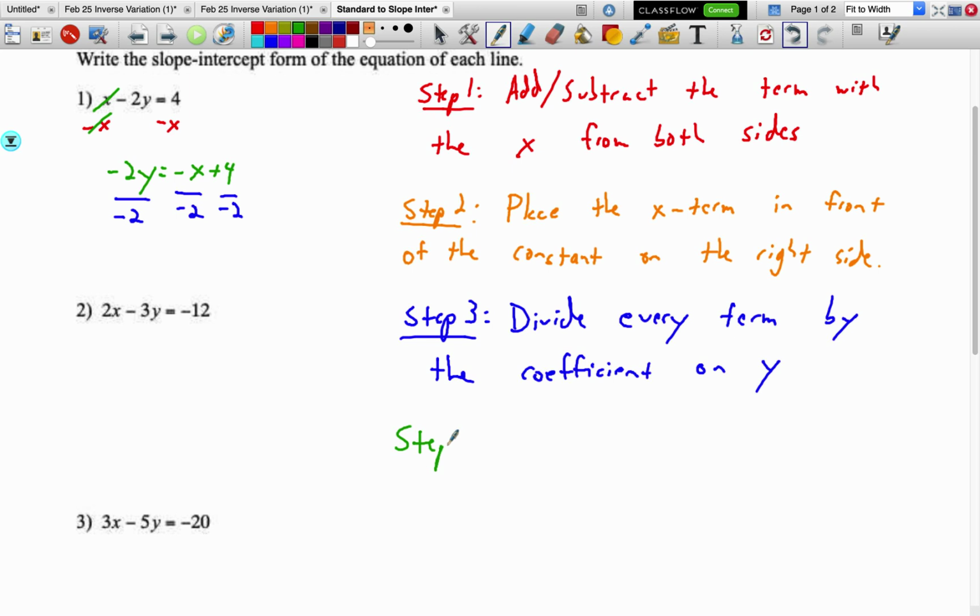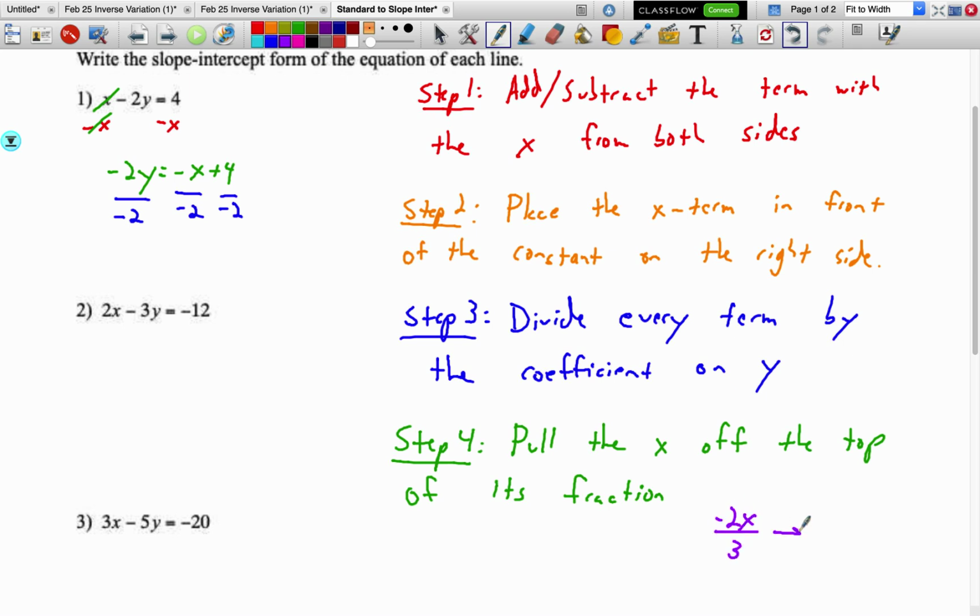All right, step 4, we're going to pull the x off the top of its fraction. So if we have something like negative 2x over 3, well, here I'll draw it like this. We're going to take that x out in front and make this negative 2 over 3x. So it's more like mx and not the x being associated in that slope.